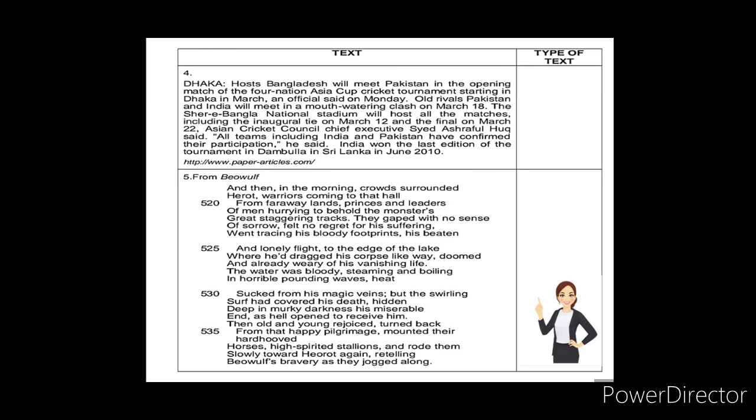What's your answer? Okay, write it down. Number 5, excerpt from Beowulf.